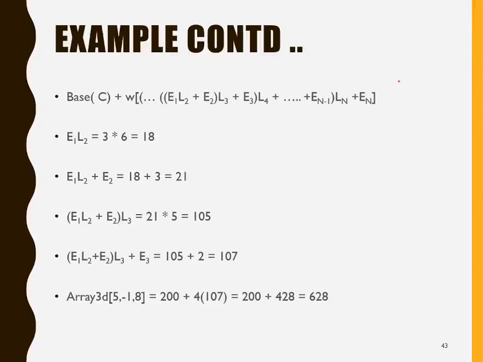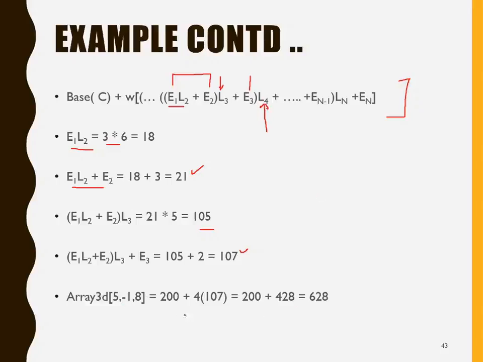So for the row major order, this is the formula. First we have to calculate E1 times L2. This multiplication we have to perform, it will come out to 18 as per the values calculated before this. Then E1 L2 plus E2 we have to calculate, this will give me 21. Then it has to be multiplied with L3, so it will give me 105. Then it will be added to E3, it will give me 107, and it will not be multiplied with L4 because there is no 4th dimension. So as per this formula, we have to go up to this particular part only.